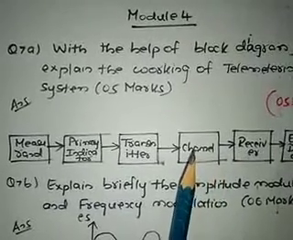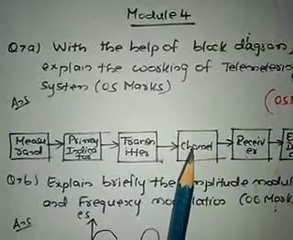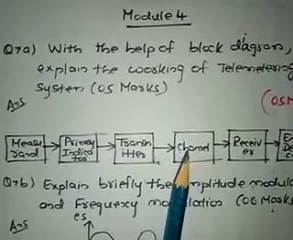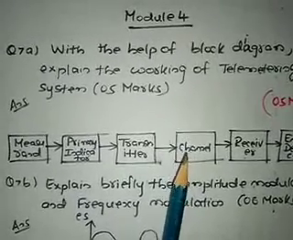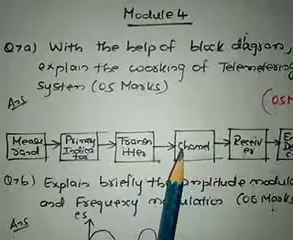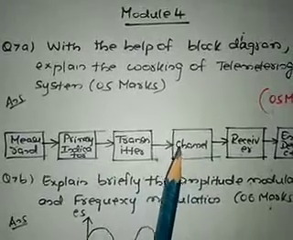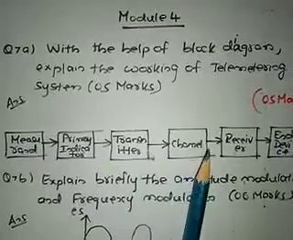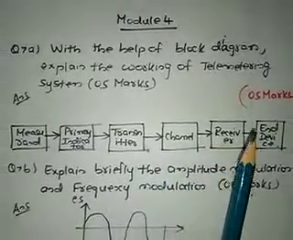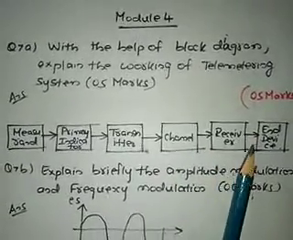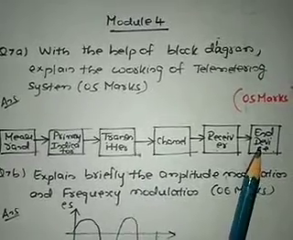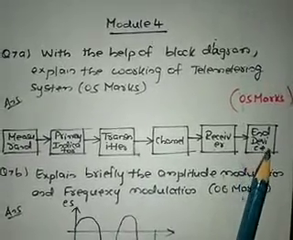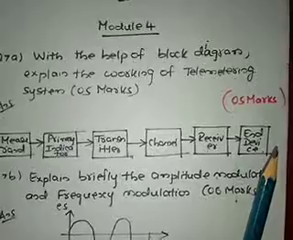Channel may be a radio channel, a wireless channel, or it may be a telephonic channel. So there may be two types of communication: one is wired communication, another one is wireless communication. With the help of the channel, the signal is received at the receiving end. At the receiving end there is an end device. This end device converts the electrical signal back to physical signal.